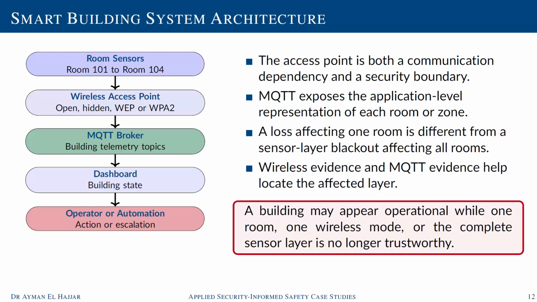Similarly to the medical IoT, the smart building system architecture uses sensors, and all those room sensors communicate through the wireless access point and publish their state through MQTT. The dashboard then supports operator or automation action. Wireless and MQTT evidence help determine whether a problem begins at the infrastructure, communication, or application layer. A building may appear operational while one room, one wireless mode, or the complete sensor layer is no longer trustworthy.